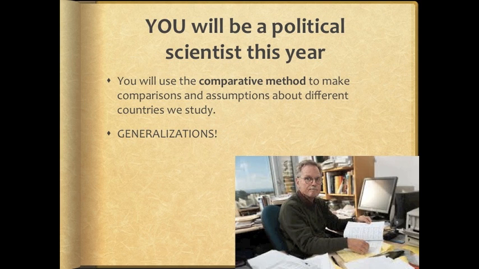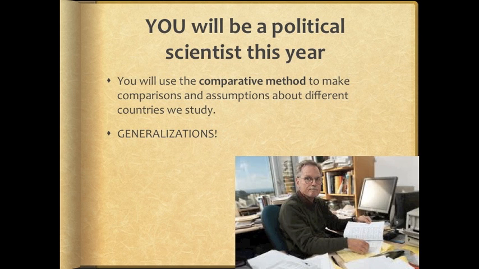And basically, political scientists use the comparative method to make comparisons and assumptions about different countries we study. We study, like I said, 6 other countries besides the United States. Some of them are similar, some of them are different. And you guys are going to basically make huge generalizations about these countries, saying, oh, for example, Nigeria and Iran, we can see the similarities here in the government compared to Nigeria and the UK.